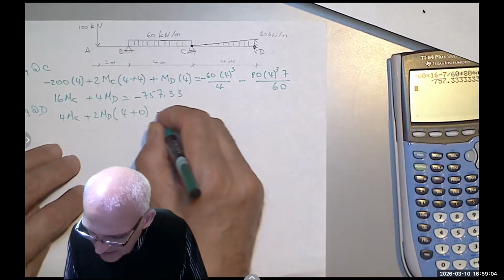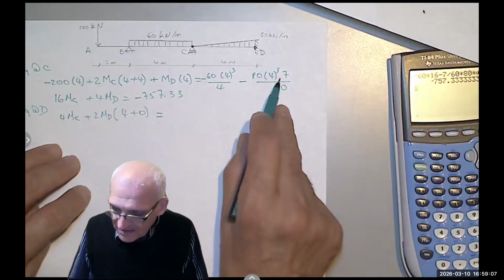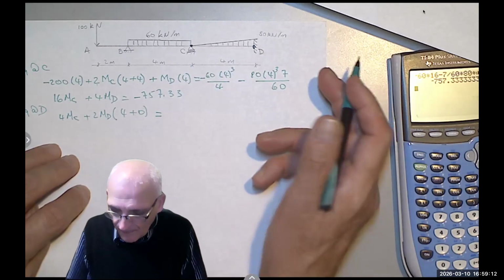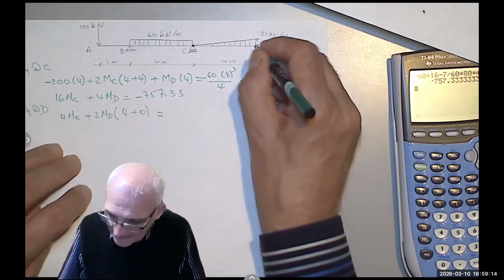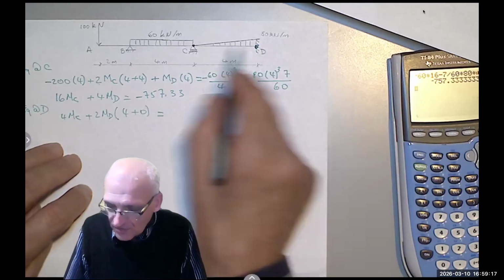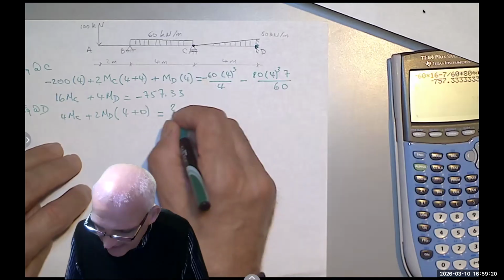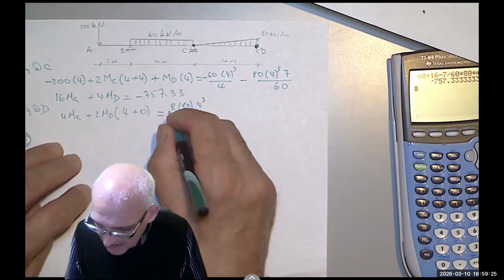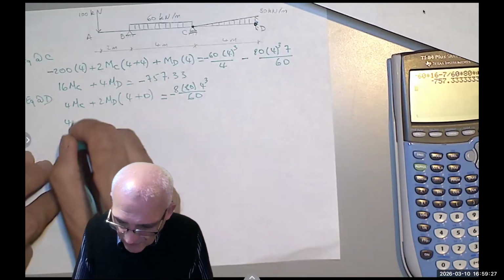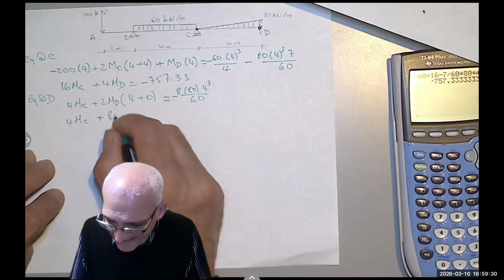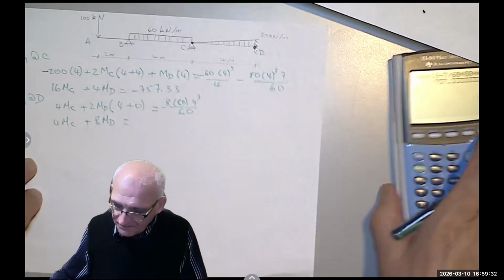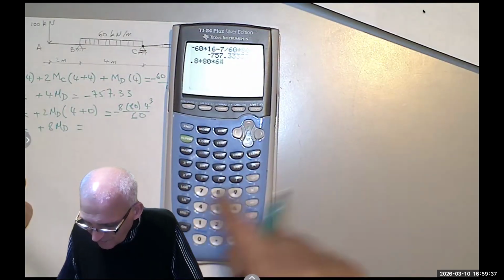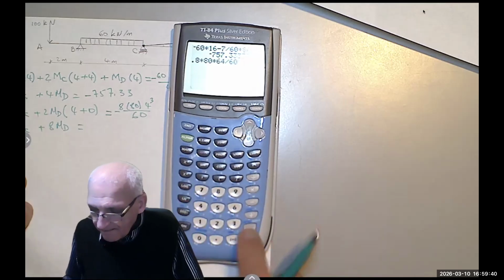And that equals, notice this would be the same, except this is 8 instead of 7, because there are no other loads. Because when I do MD, the load to the right is 0, so the load to the left is 8 times 80 times 4 cubed over 60. So 4 MC plus 8 MD equals -8 times 80 times 64 over 60, right?